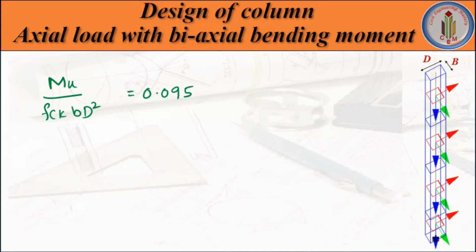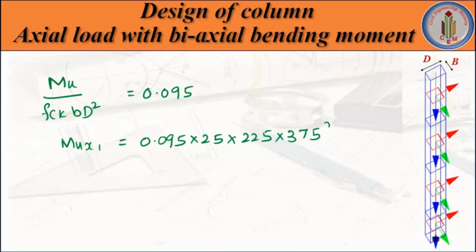Now we know the value of MU by FCK BD square, which is 0.095 from SP16. We need to calculate MUX1, which is equal to 0.095 multiplied by FCK, which is 25, B is 225, multiplied by 375 square. These are all in mm, and this one is in Newton, so we need to convert that. By solving this we get the value 60.12 kilonewton meter.